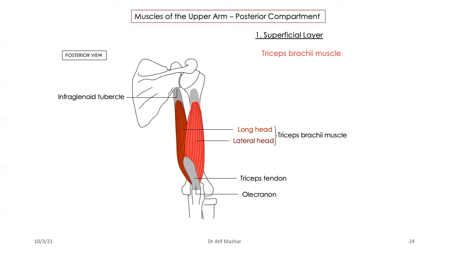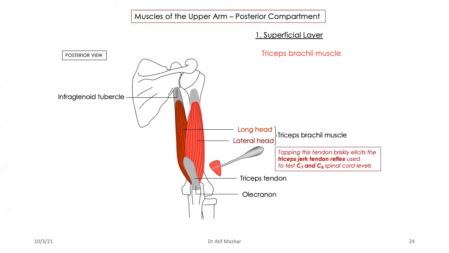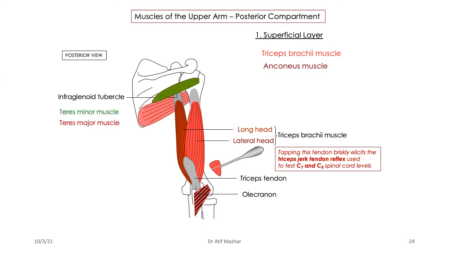This olecranon process goes into the olecranon fossa. We tap it here for reflexes to check C7 and C8. Very commonly done practice. This muscle we'll be learning in the forearm, not today, anconeus. We know these muscles. Just a quick recap. Who was that? Teres major and minor, infraspinatus and supraspinatus. Are we good?